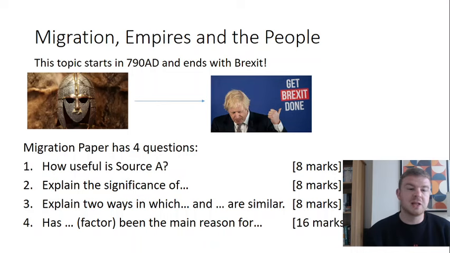Question 3, explain 2 ways in which one group and another group are similar, or sometimes one event and a different event are similar. And then finally you will say, has a factor, so say has government or economic resources been the main reason for migration from Britain or to Britain, or for building empires? That sort of question, and that is your big 16 marker that you will answer.